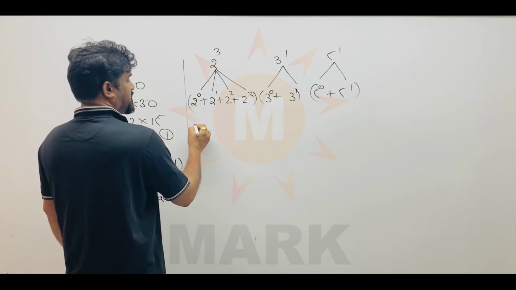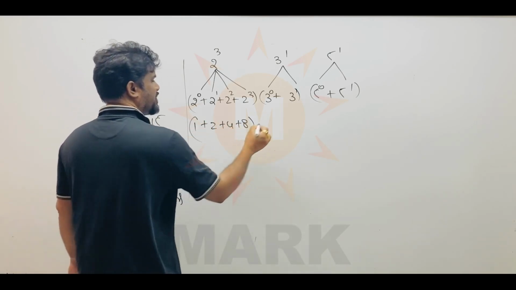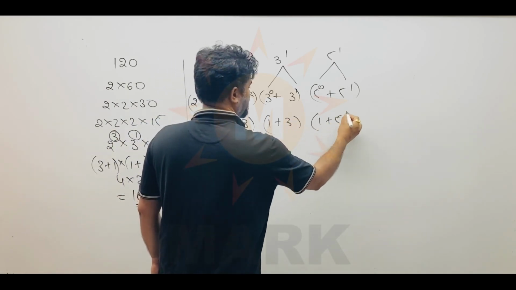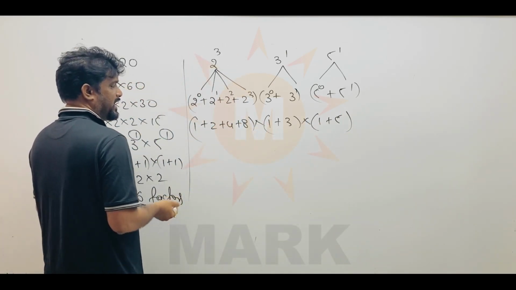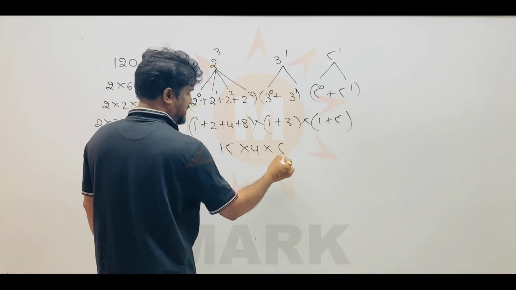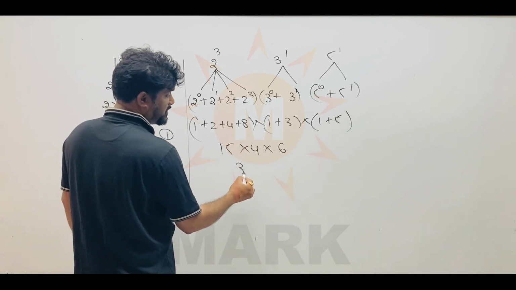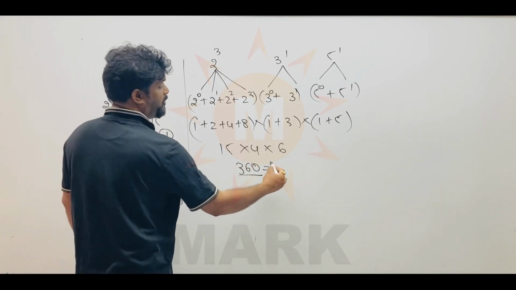Now we are taking the sums: 1 plus 2 plus 4 plus 8, and here it is 1 plus 3, and here it is 1 plus 5. So then we have to multiply. So 1 plus 2 plus 4 plus 8 is equal to 7 plus 8, that is 15, into 4 into 6. So 15 into 4 is equal to 60, 60 into 6 is equal to how much? 360, my dear friends. 360 is the sum of all the factors.